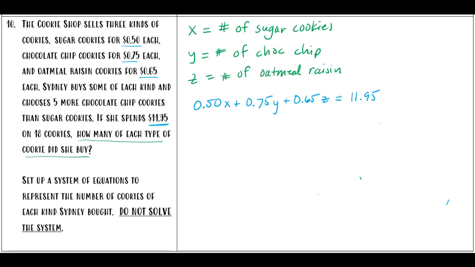The next piece of information is that she's buying 18 total cookies. So if I add the number of sugar cookies, the number of chocolate cookies, and the number of oatmeal raisin, the total should equal 18. So that's x plus y plus z equals 18, and this is going to look simple. Just adding all the numbers of cookies, and I know the total is going to be 18. So that's equation 2.